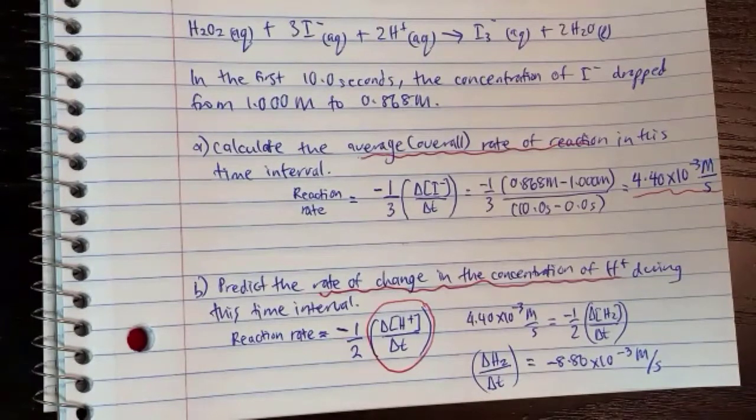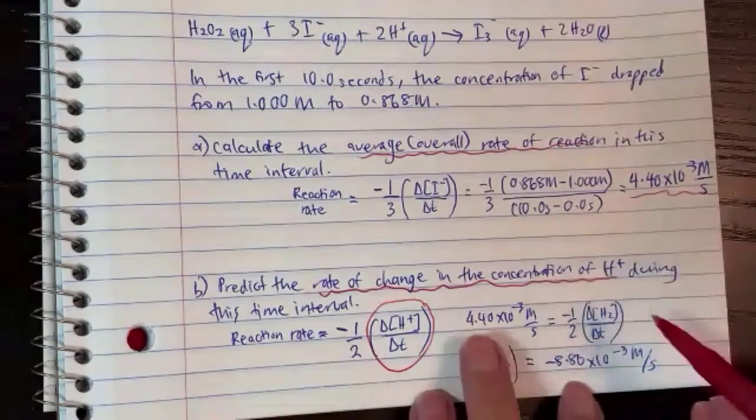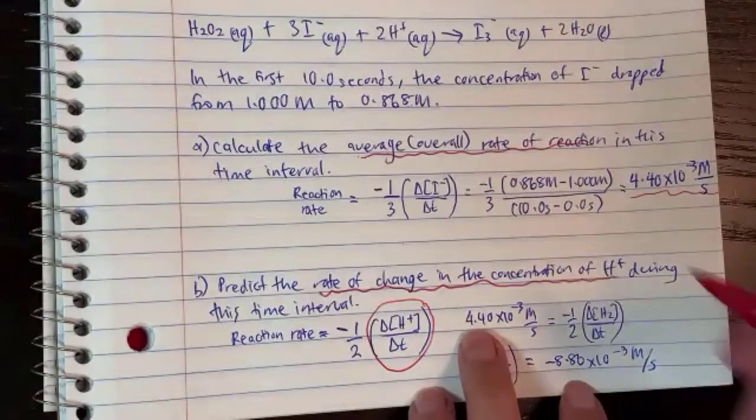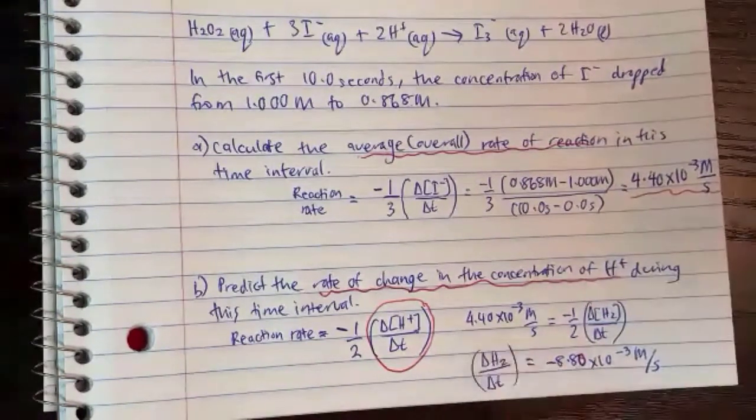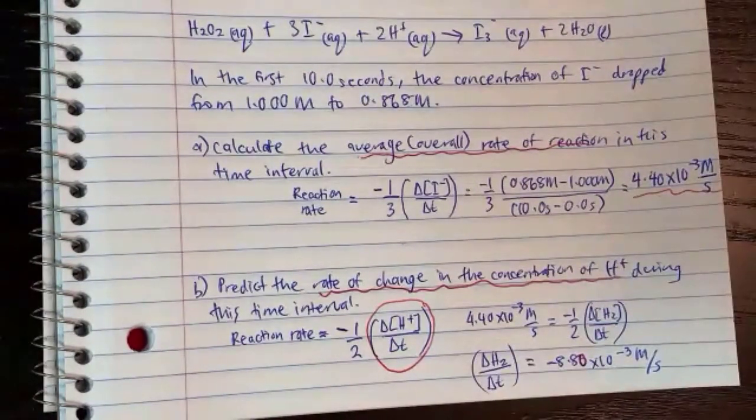Any questions so far? Are we all still okay with this? Is the answer negative 8.80 or 6? It's 8.80 because it's 4.40 times 2. Okay, I see. Thank you. You're welcome.